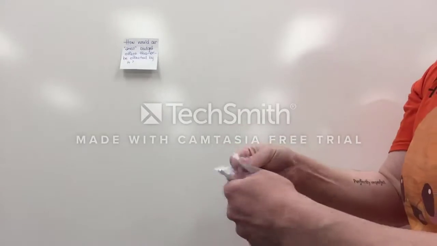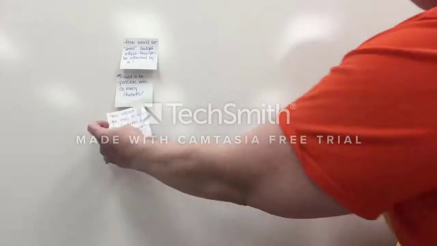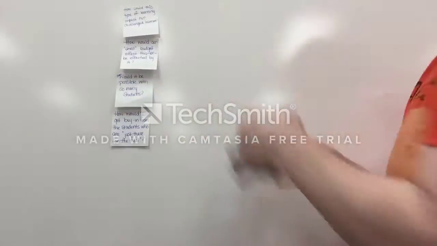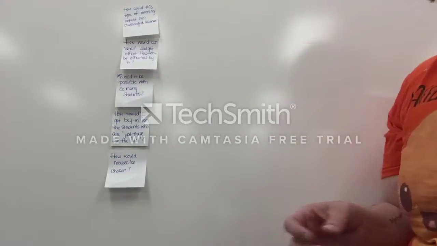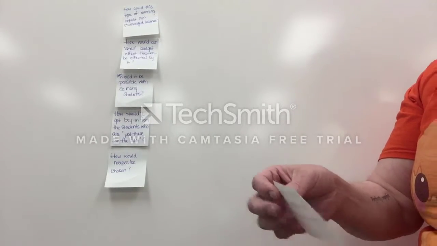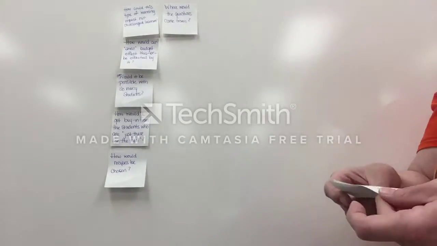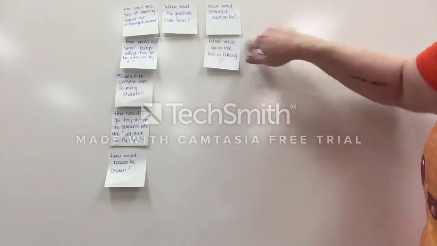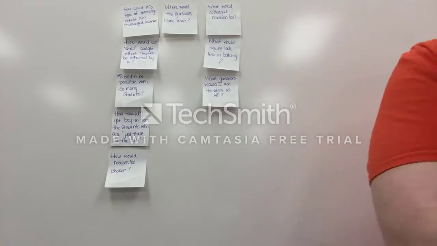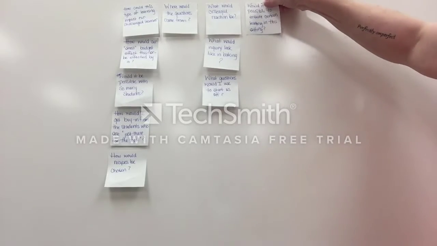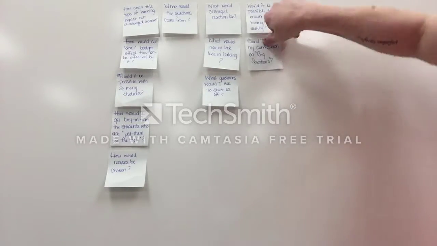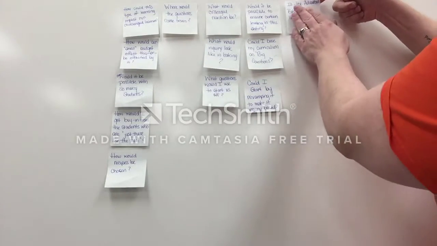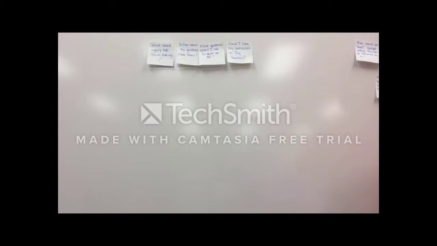And then I took them all down and I looked at them by the way the question started, their first word. So the first column are how questions. How would it be possible with so many students? How would the recipes be chosen? And then we have the where. The what is another long category. The next column is the would or could questions, or the questions that start with would or could. Could I start by revamping it to make it inquiry based? And the last column is question.